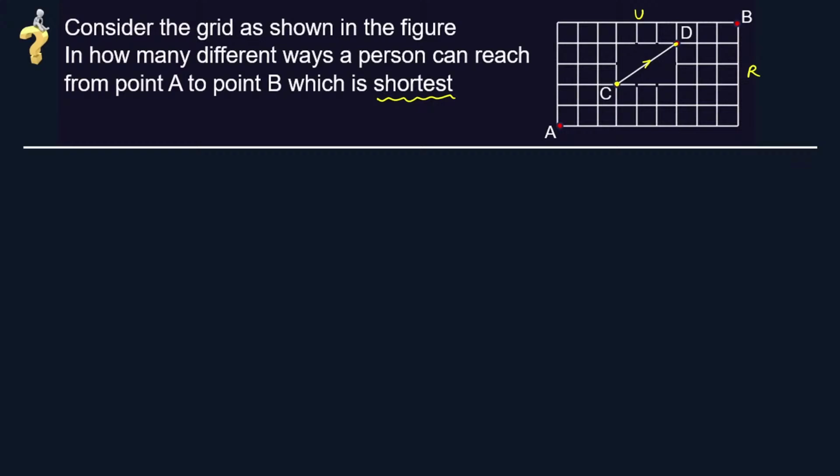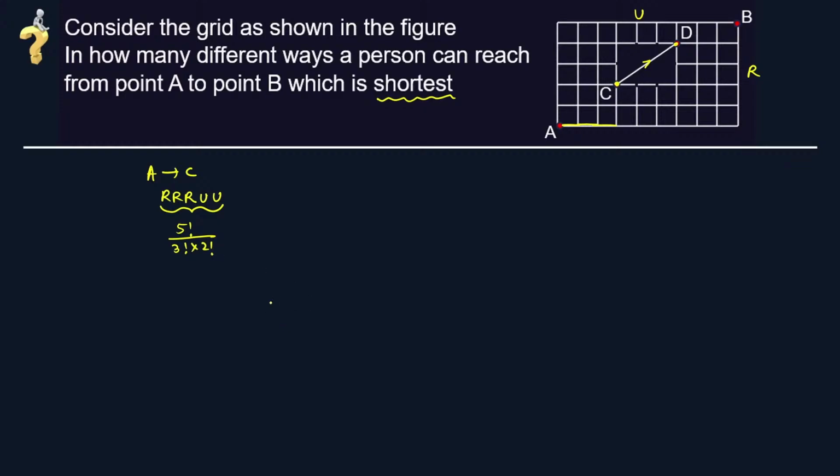Is it clear? So in how many different ways can the person reach from A to C? There will be 1, 2, 3 right movements, and there will be 2 up movements. So these 5 movements can be arranged among themselves in factorial 5 divided by factorial 3 into factorial 2 different ways.